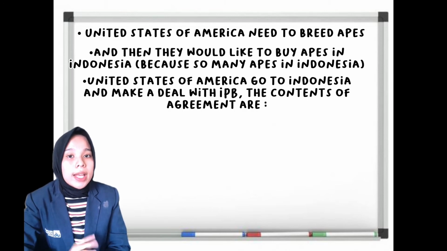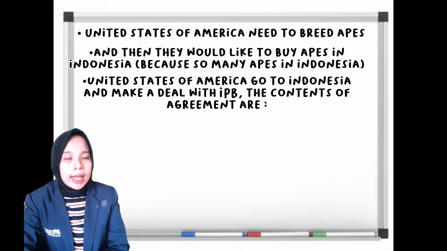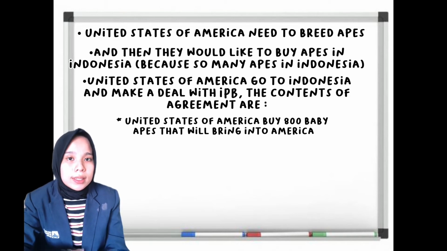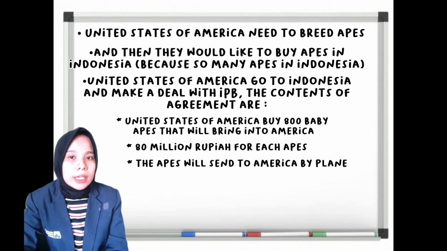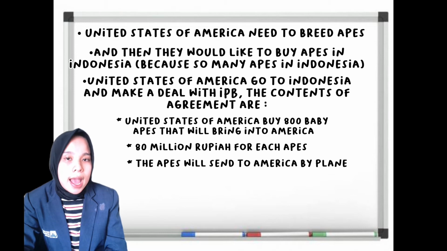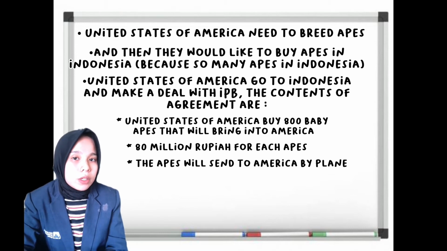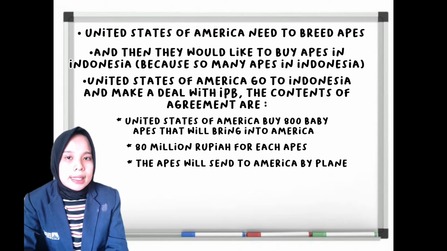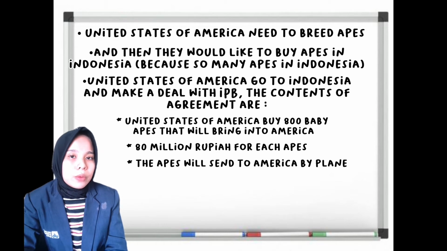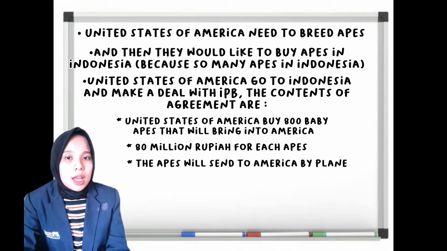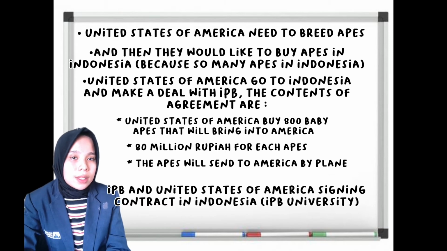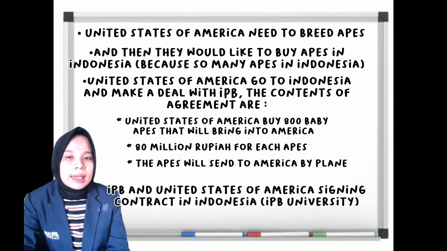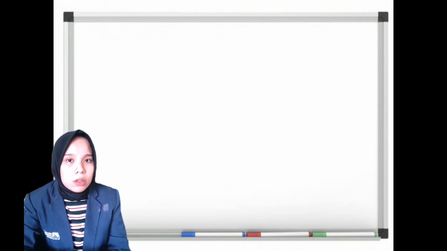In Indonesia, the United States of America and IPB University make a deal that the United States of America would like to buy 800 apes that will be brought into America, and they just take the babies and the elders will be returned back to Indonesia. IPB University approves, and it will cost 80 million rupiah for each ape. They will send the apes by plane next week. The United States will pay for the apes after signing the contract. Then IPB and America signed a contract in Indonesia, which is in IPB University. And a week later, IPB sent 80 apes to America by plane.